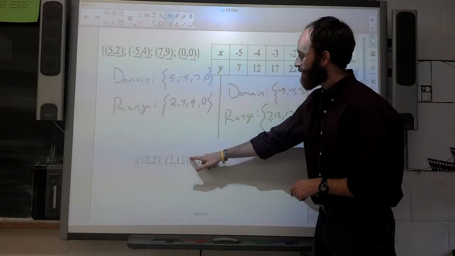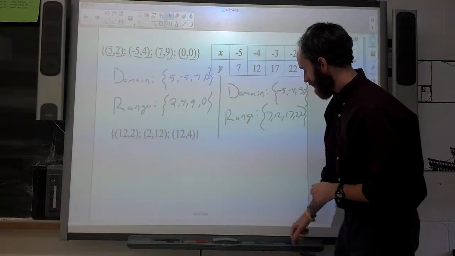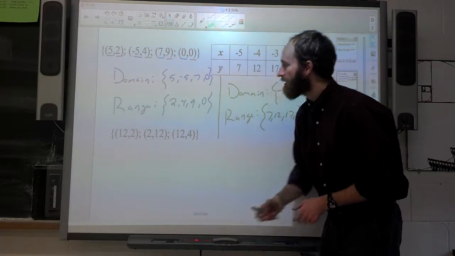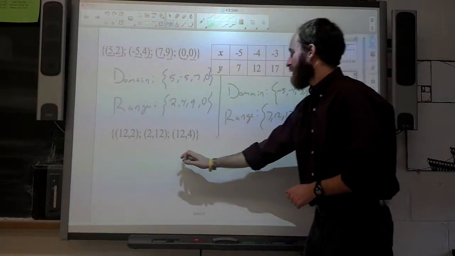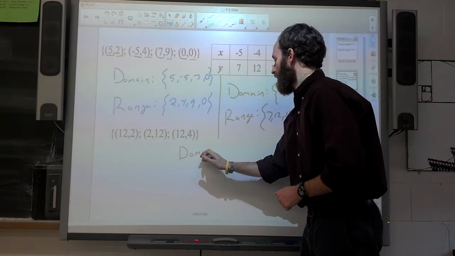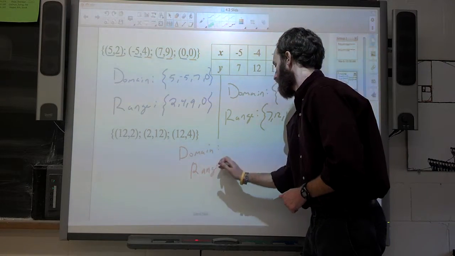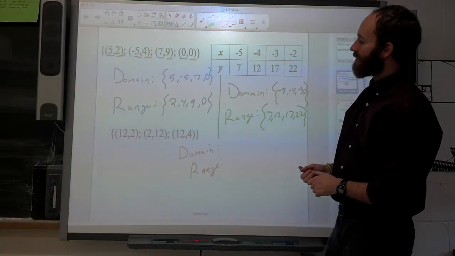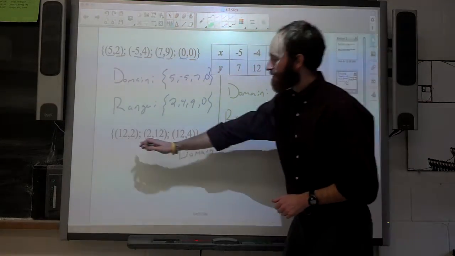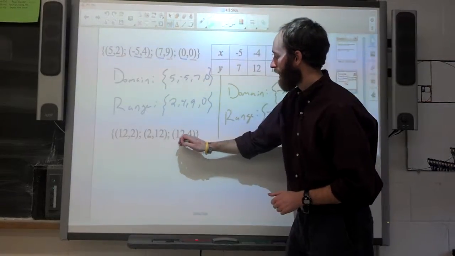All right, example 3, move this up here a little bit for us. We'll do this in red today. So our domain, same thing as what we were following through here. Our domain, and then our range. All right, so your domain is going to be the x values again. X values: 12, 2, and 12.